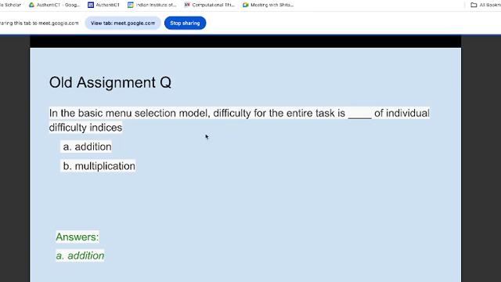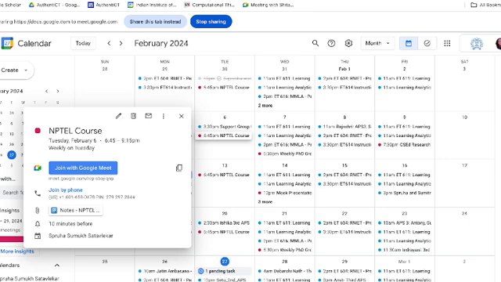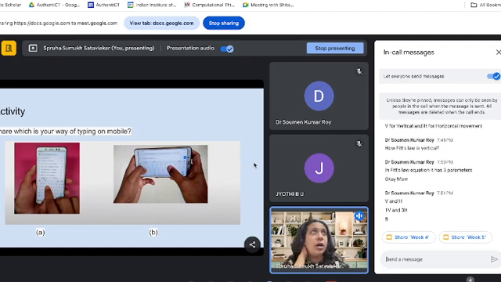And then add all the difficulty. So now here is an activity. You can share which is your way of typing, whether you type in this way or this way. 1V and 3H. 1V and 3H. Okay, correct. Okay, B.